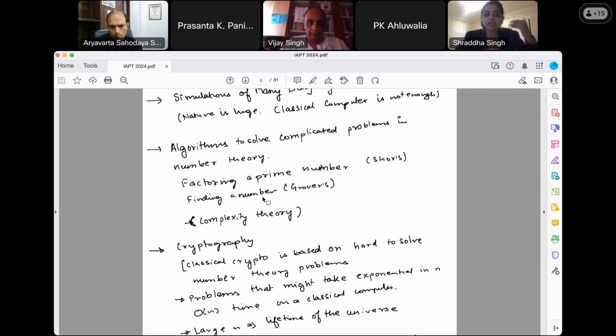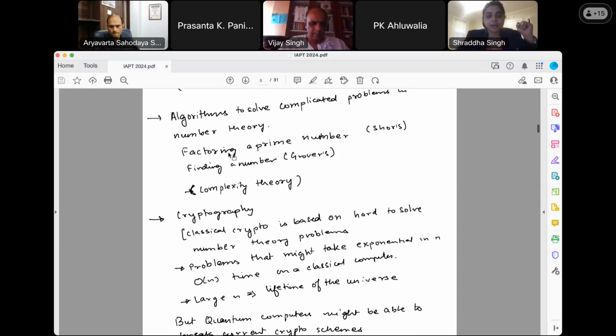Then there was a second algorithm, which is basically searching for a number, which is Grover's. Lov Grover came up with this. This is again using the fact that superpositions can simultaneously search. Using superpositions, you can search for a given number in a length n array much faster than a classical computer.